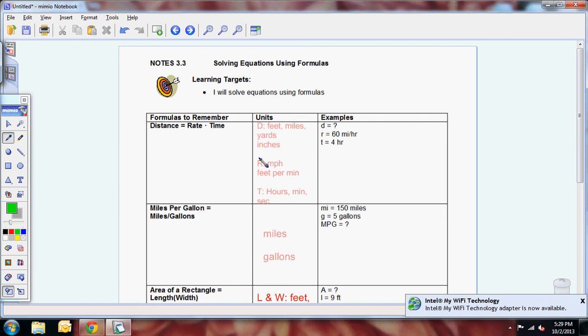3.3 notes, and we're going to apply what we've been doing with solving equations, and we're going to put them into formulas. I'm really excited about this lesson. We get to do lots of fun things when you get to class on Tuesday to practice these, and it's going to bring it into your real life here. So there are 3 formulas that we're going to practice.